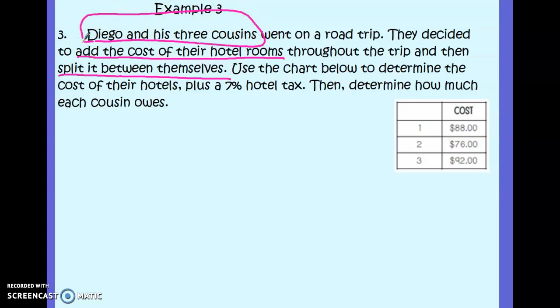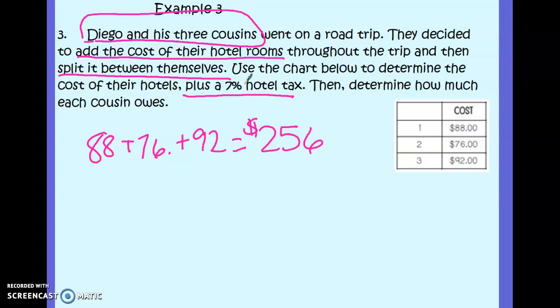We're splitting the cost of the hotel, so we're using the chart to determine the cost plus a 7% hotel tax. Then we're determining how much each owes. So we have to first find how much they pay, find the hotel tax, add it in, and then divide that by 4. We're going to start with 88 plus 76 plus 92, which gives me $256.